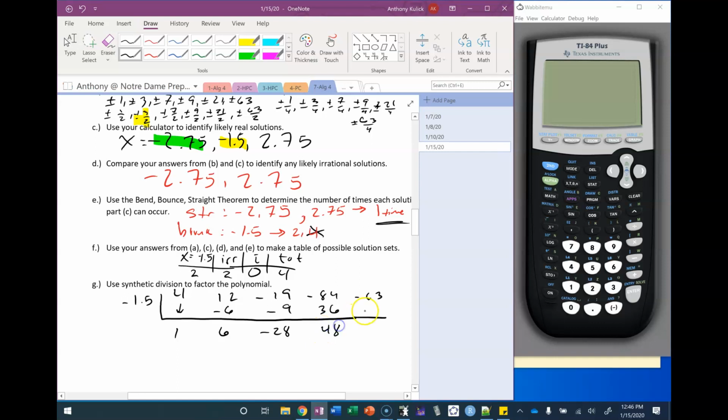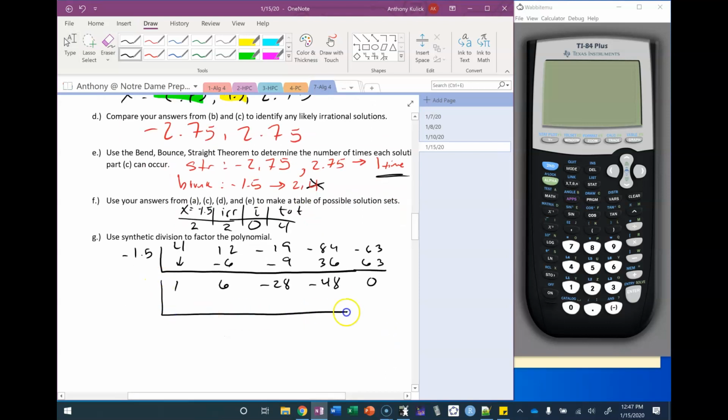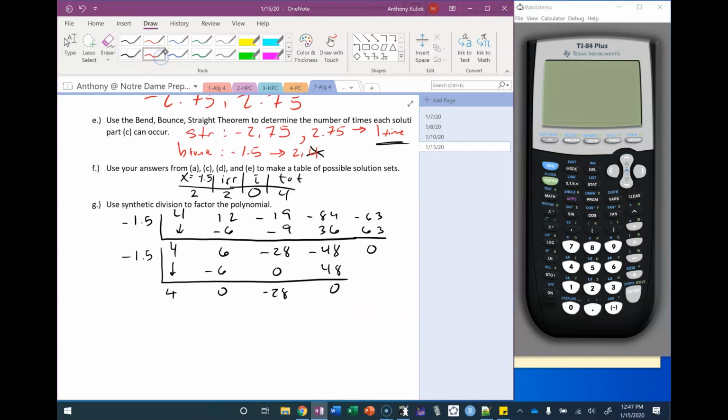That's going to be 48, negative 48, and that's going to be 63. Okay, so that worked. I know I can do this twice, so I'm going to do it again. Yeah, I know that should be a 4. I was going to say, that doesn't look right. It's giving me a negative 6, negative 28, and that gives me positive 48, so that gives me 0 also. Okay. So because negative 1.5 gives me 0, I have an x plus 1.5, and because it worked twice, that's the second power.